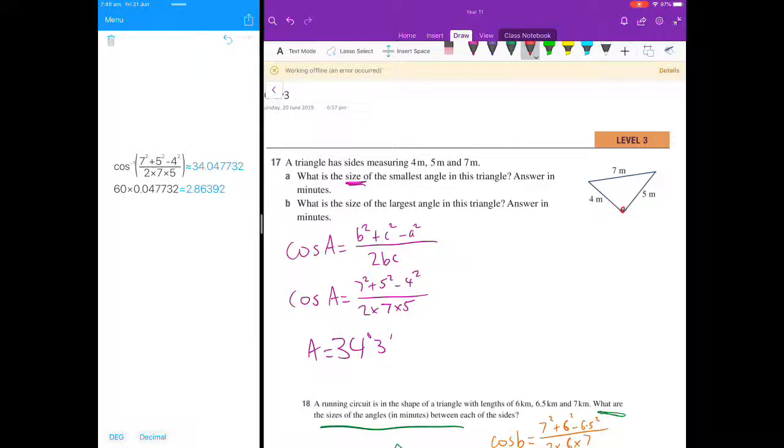Our other side is our largest angle, and that is going to be straight across from our largest side. So putting them into the formula again, this time where the 7 is going to be in the place of the A. Which means our 4 and our 5 are our B and our C. Chuck that one into your calculator and let's get some answers again.